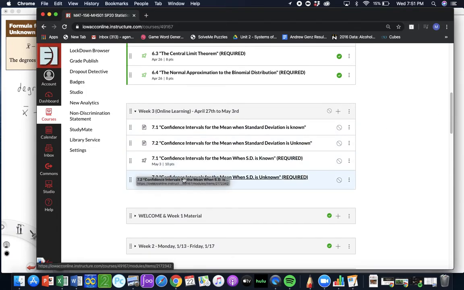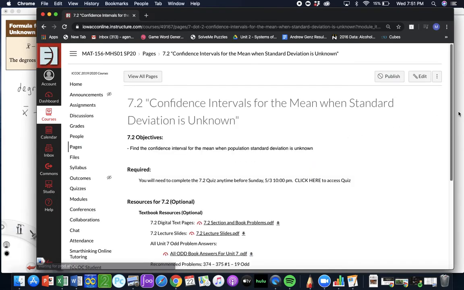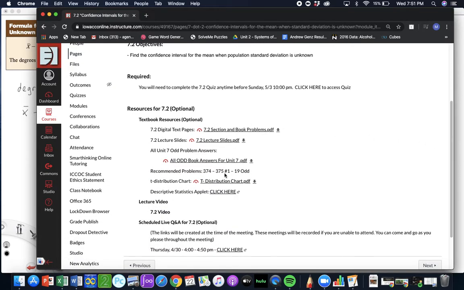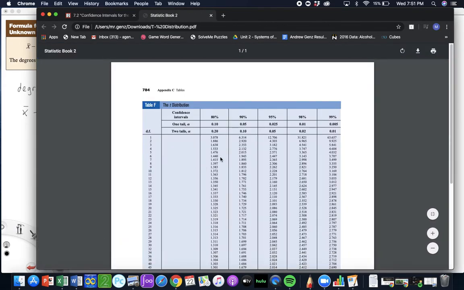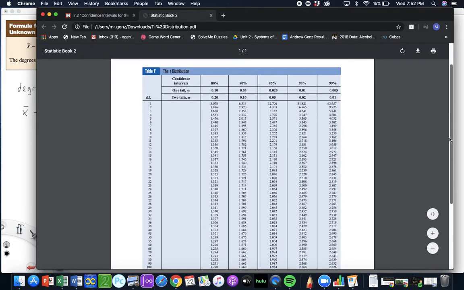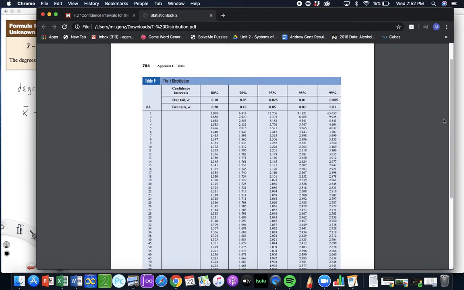So 7.2 is what we're working on here, and if I look at this page, which you will have access to, I have something called the t-distribution chart. So you want to pull that up. All right, download it here. And you'll notice this is a chart from your book. It's Appendix C. Obviously, some of you don't have your book. If you do, you can find it. It's Table F, and this is called the t-distribution.